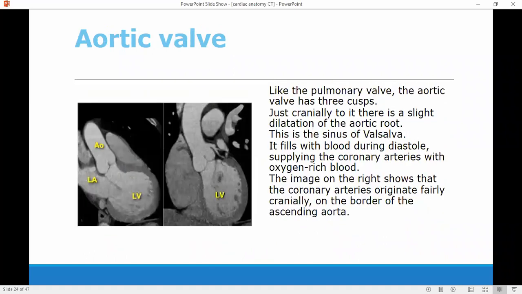Aortic valve, like the pulmonary valve, the aortic valve has 3 cusps. Just cranially to it, there is a slight dilatation of the aortic root. This is the sinus of Valsalva. It fills with blood during diastole, supplying the coronary arteries with oxygen-rich blood. The image on the right shows that the coronary arteries originate fairly cranially on the border of the ascending aorta.